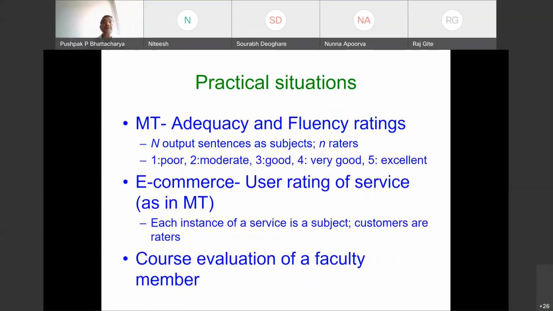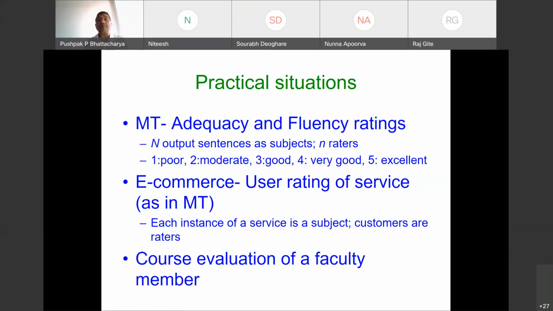Okay, now we take up some practical situations, which okay, I can see some questions on the chat box. I'll come to that. Now we'll take some practical situations. Machine translation evaluation is a very important inter-annotator agreement situation. Okay, machine translation output is given adequacy and fluency ratings. More about it as we go forward. And e-commerce user rating of services. Okay, so each instance of the service is a subject, customers are raters. Course evaluation of a faculty member, this I had mentioned before, and there are more examples.